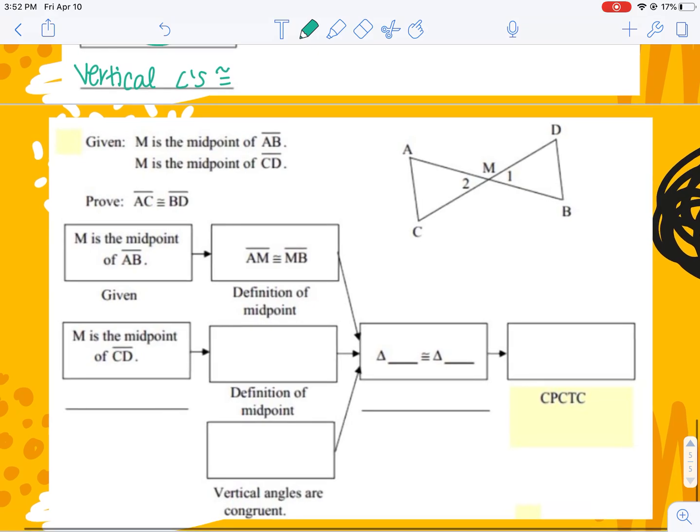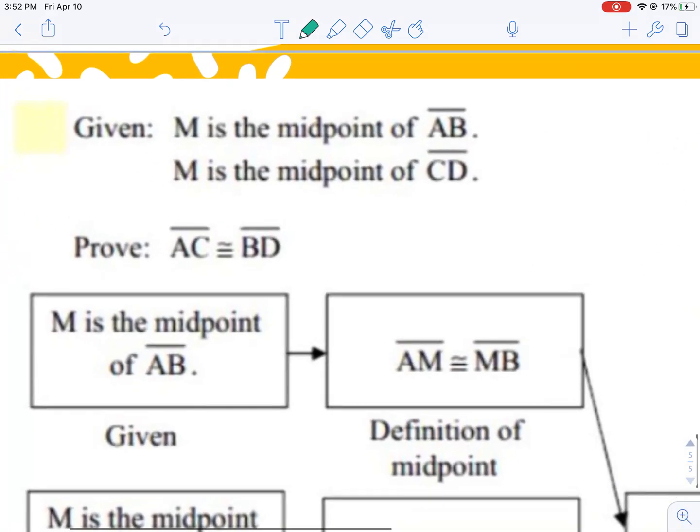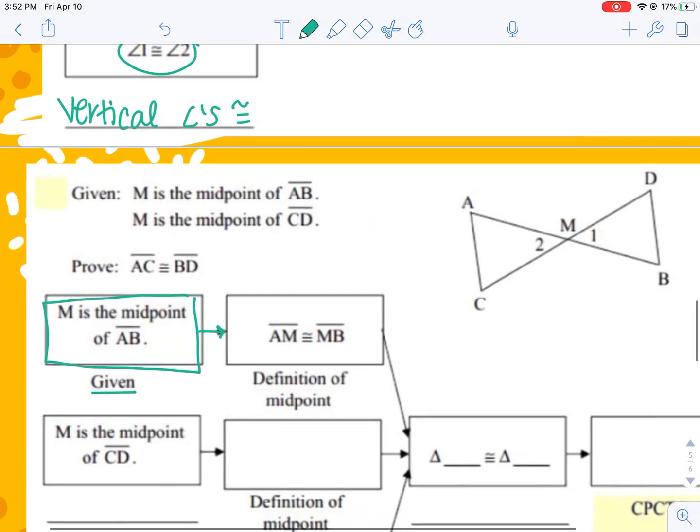All right, the last one that we will do together, this time I have, on that very first line, M as the midpoint of AB. That was given. Wonderful. That's leading me to know that AM is congruent to MB. Okay, so this itself doesn't get me my triangles congruent, but it leads me to know some parts of my triangles that are congruent. So I've got AM congruent to MB because of that.